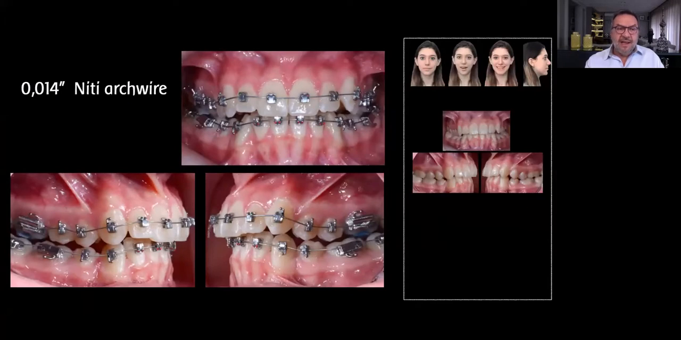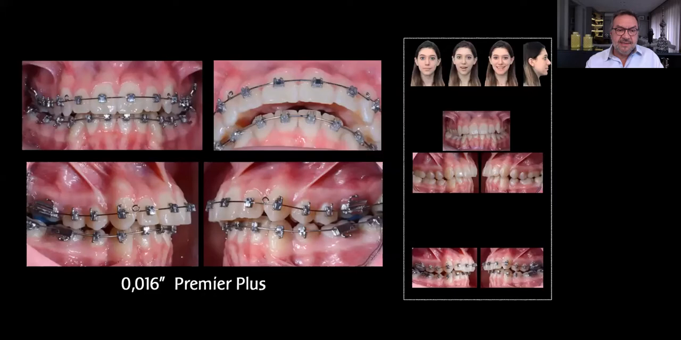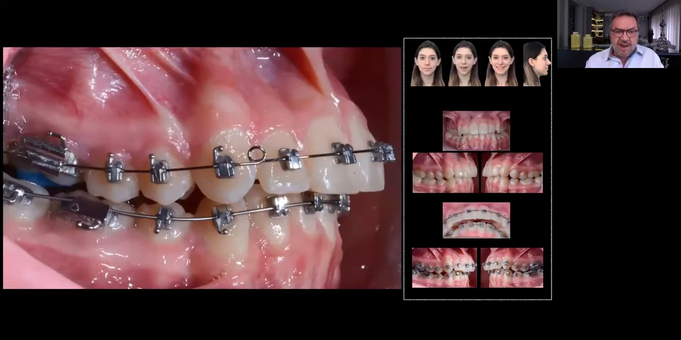So in the beginning, I inserted a 014 Unitek archwire. And I put a build up in the molars, because she was touching the upper cuspids in the premolar braces. The next month, we put 016 Premier Plus. But now, if you look here in the lower arch, we have a strong speed curve. And we have to flatten this curve and move the incisors forward. We have to move the premolars upward with molar distal movement. In that distal movement, we have to upright the molars, okay?